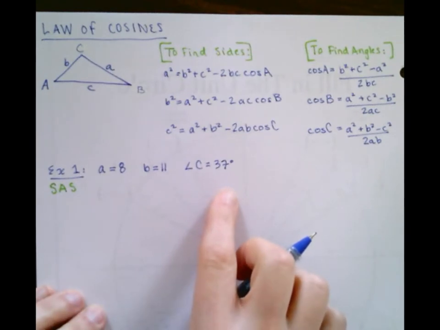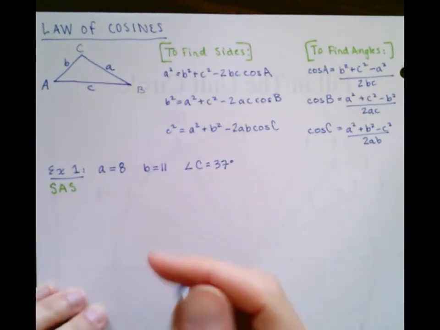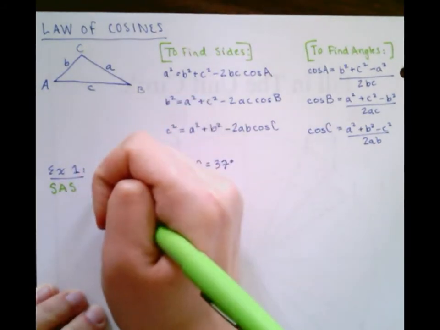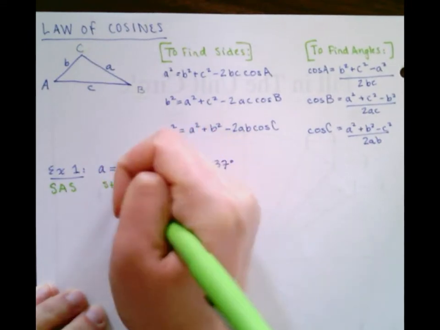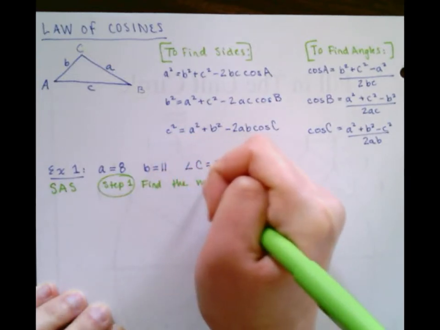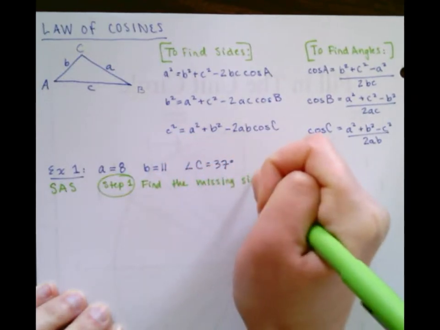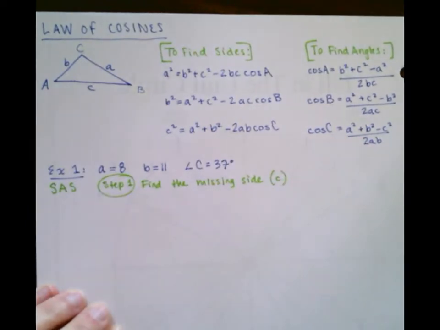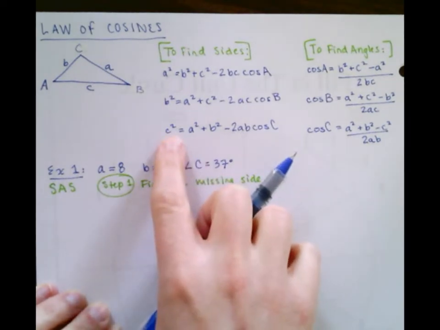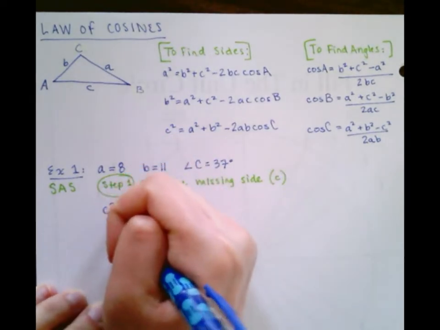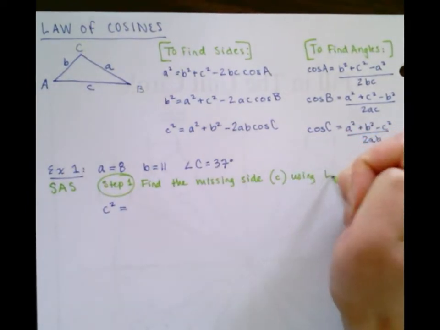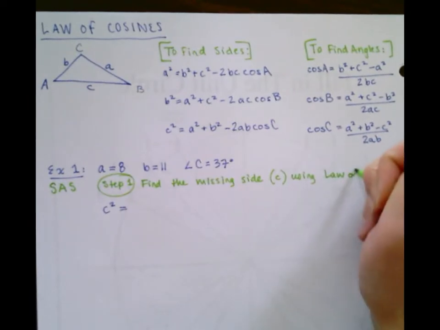When you are doing a law of cosines problem that is SAS, your first step will always be to find the last side. So I'm actually going to write this in a different color. Our step one is to find the missing side. And in our case, that's going to be side c, right? So if I'm trying to find the side c, I want to use this formula that has c squared in it. So I'm going to set up c squared is equal to, using law of cosines.